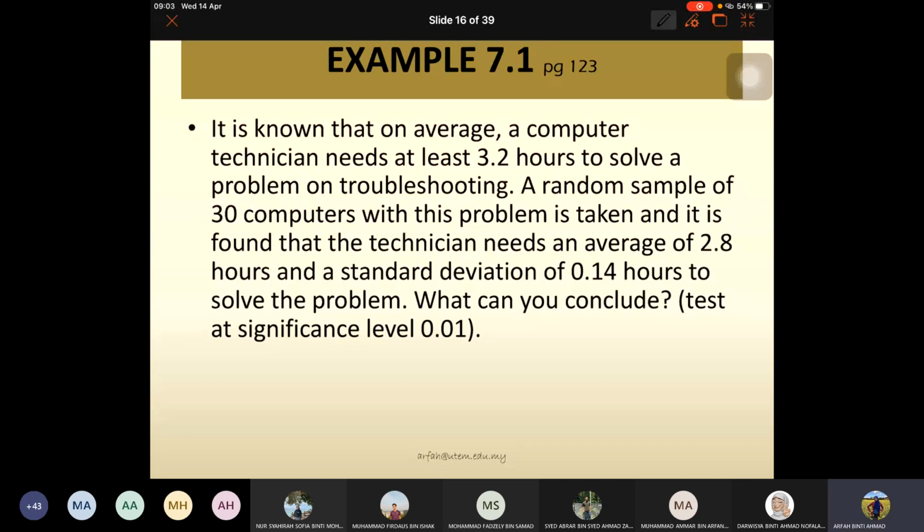Okay, you have 2 hours, you have 30, you have 2.8, you have 0.14 and also 0.01. Okay, 30 computer. This one apa? Yang kecil, n, betul. And then 2.8. Min apa? Ada dua kan min, mu atau? Okay, betul. Sample mean, X bar. Okay. 0.14. S. Betul.